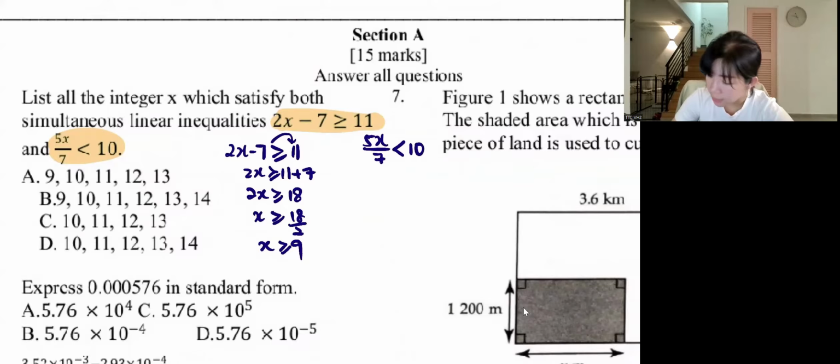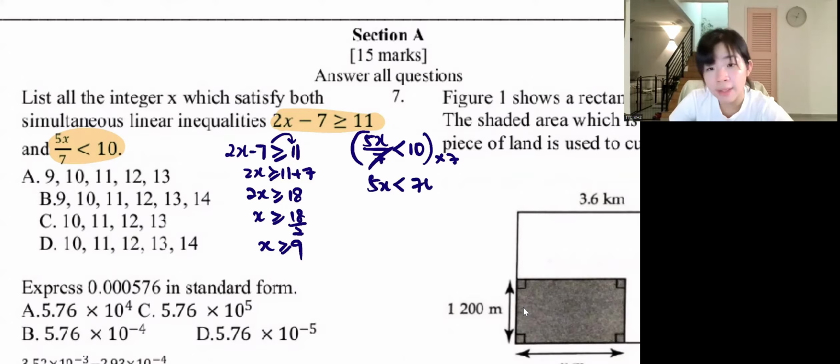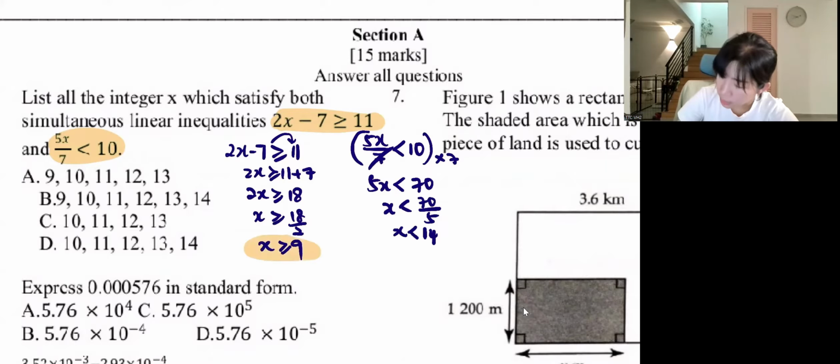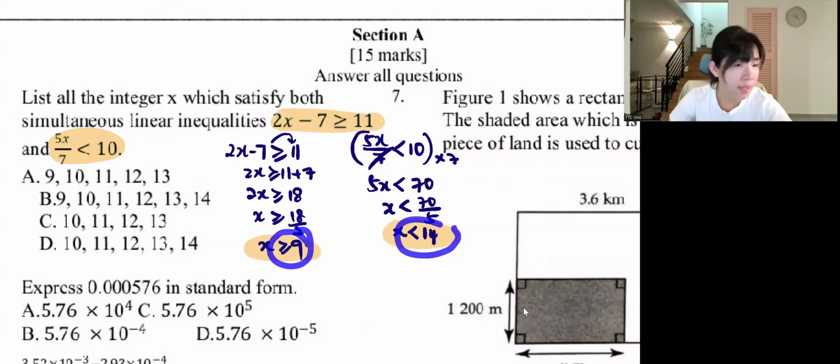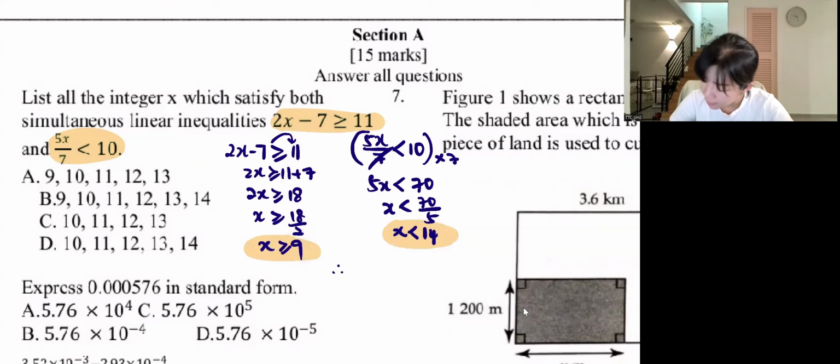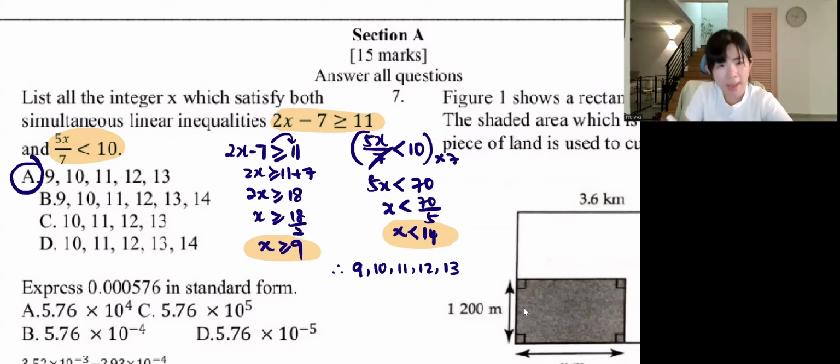Okay, the other one. So you see got fraction, denominator 7. So the whole thing times 7, so I can get rid of this 7. So I get 5x less than 10 times 7, 70. x less than 70 divided by 5, x less than 14. Okay, so you look at these two inequalities. The x that satisfies these two inequalities must be more than or equal to 9. Equal 9 means it can be 9. Less than 14, it cannot be 14. So the x is 9, 10, 11, 12, 13. So the answer is A.